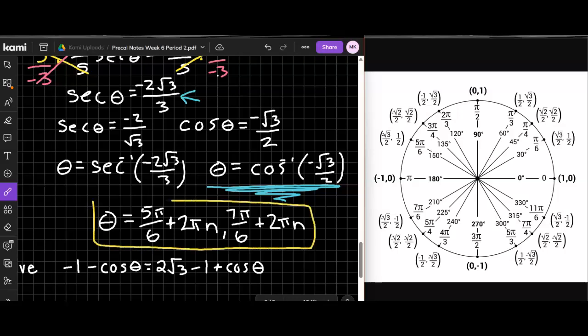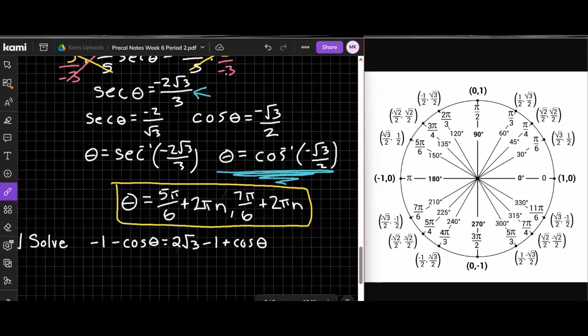unlike the tangent example we just looked at, going around the whole unit circle by 2 pi takes us back to 5 pi over 6, and it does not actually end up including the 7 pi over 6 values. So we need both of those separate equations to fully represent all of the possible values of theta.